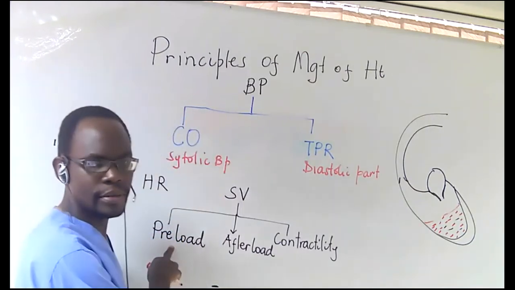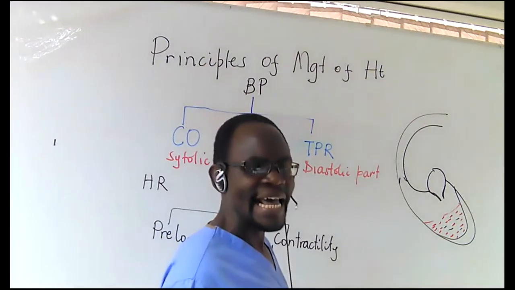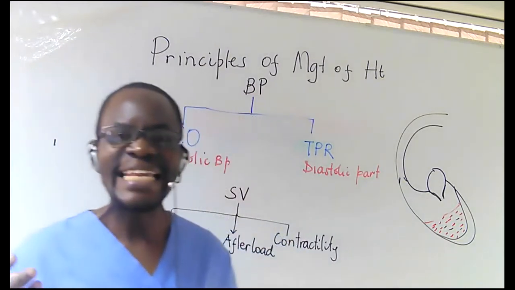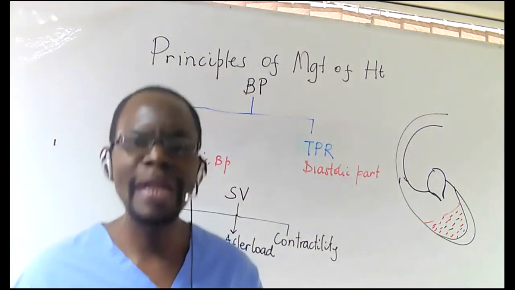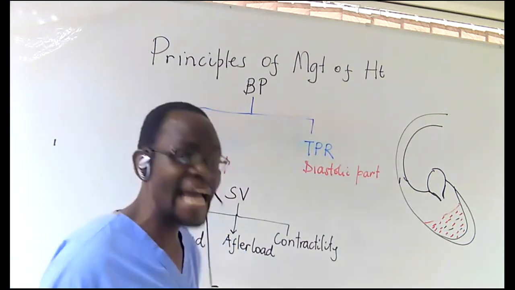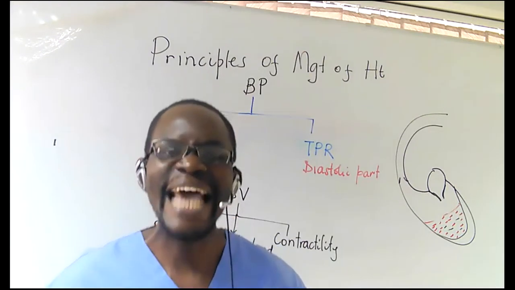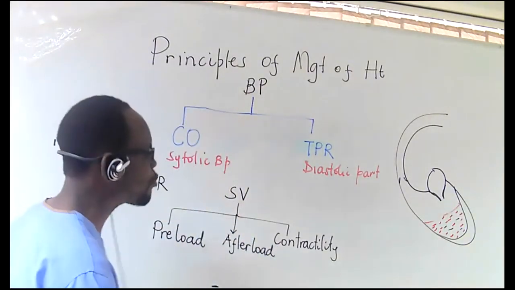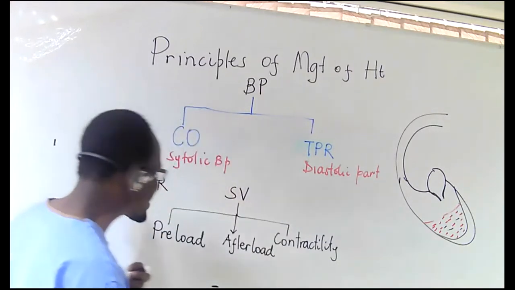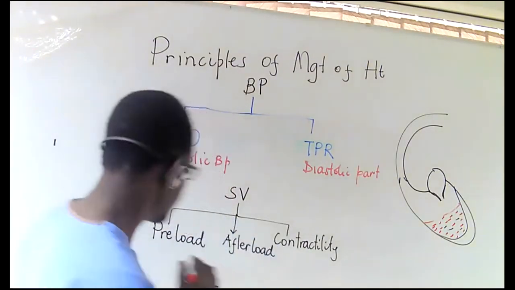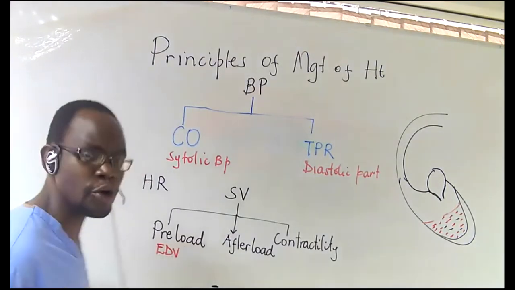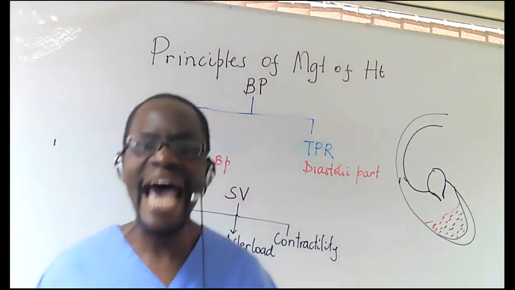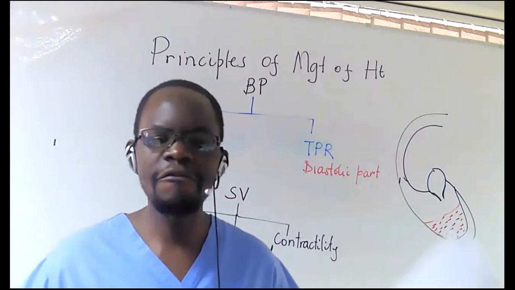Now, preload. Preload is the amount of blood that is present in the ventricles at the end of diastole. Diastole basically means relaxation. So at the end of ventricular diastole, that amount of blood within the ventricles is what we refer to as preload, also referred to as end diastolic volume. So preload is the amount of blood present in the ventricles at the end of ventricular diastole.